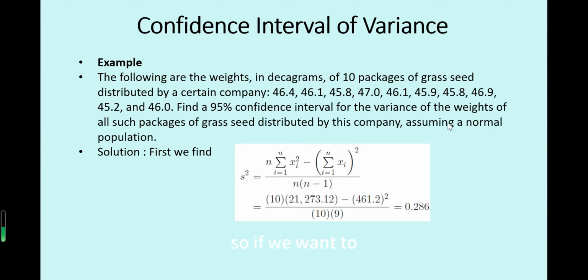If we want the variance of the weights of all such packages, that means we want to estimate the population variance. So this is the sample, and we can get the sample variance from this sample. Using the sample variance formula, we get about 0.286.